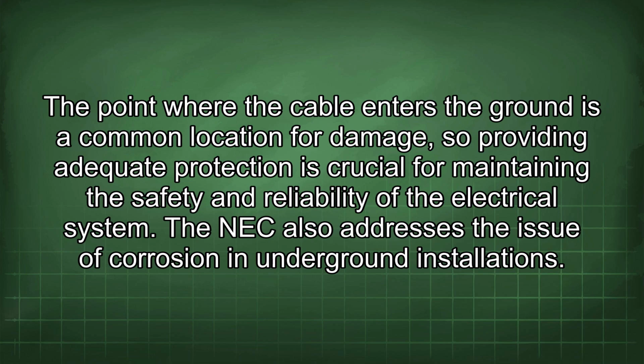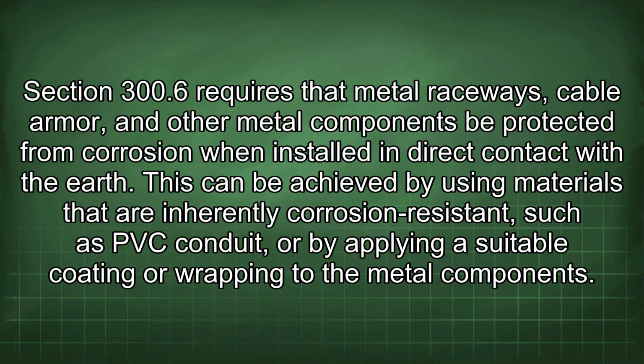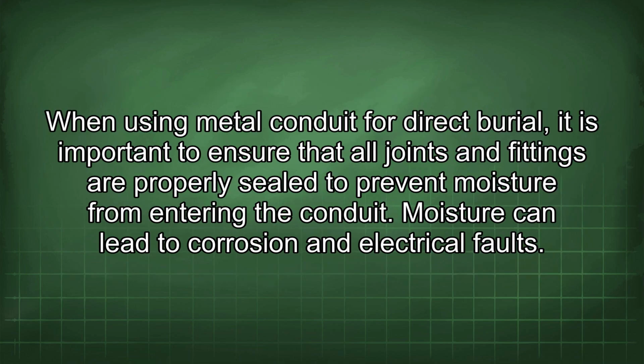The NEC also addresses the issue of corrosion in underground installations. Section 300.6 requires that metal raceways, cable armor, and other metal components be protected from corrosion when installed in direct contact with the earth. This can be achieved by using materials that are inherently corrosion resistant, such as PVC conduit, or by applying a suitable coating or wrapping to the metal components. When using metal conduit for direct burial, it is important to ensure that all joints and fittings are properly sealed to prevent moisture from entering the conduit. Moisture can lead to corrosion and electrical faults.